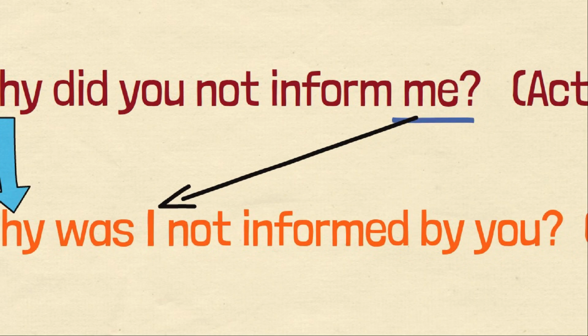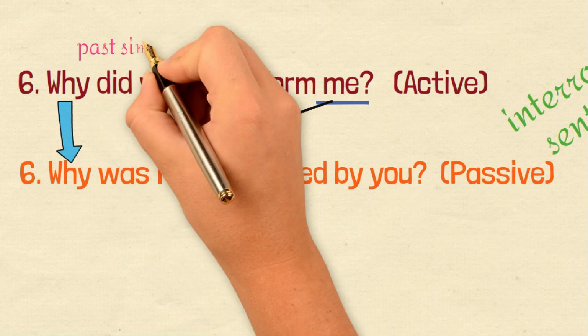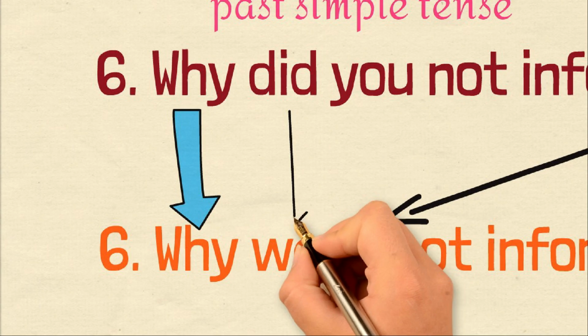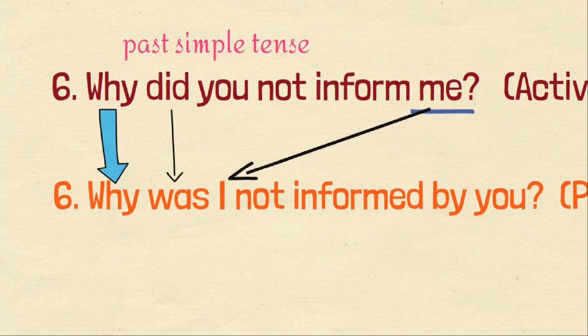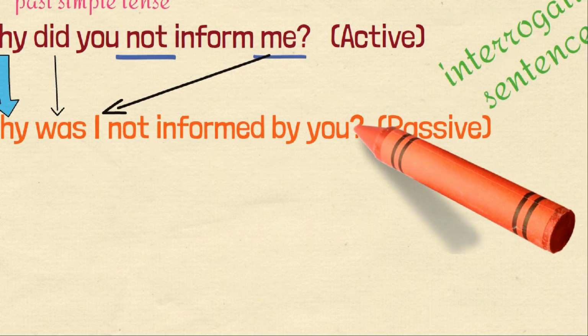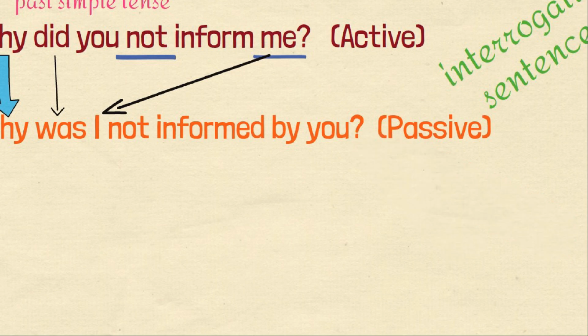Now the verb form. For the past simple tense, we use was or were plus third form of the main verb. Please pay your attention. It's a negative interrogative sentence. So we'll place the word not at the same place as it is in the active voice, and thus between the subject and the main verb. So the passive form of this negative interrogative sentence is, why was I not informed by you? Please always remember to put a question mark at the end of the question.